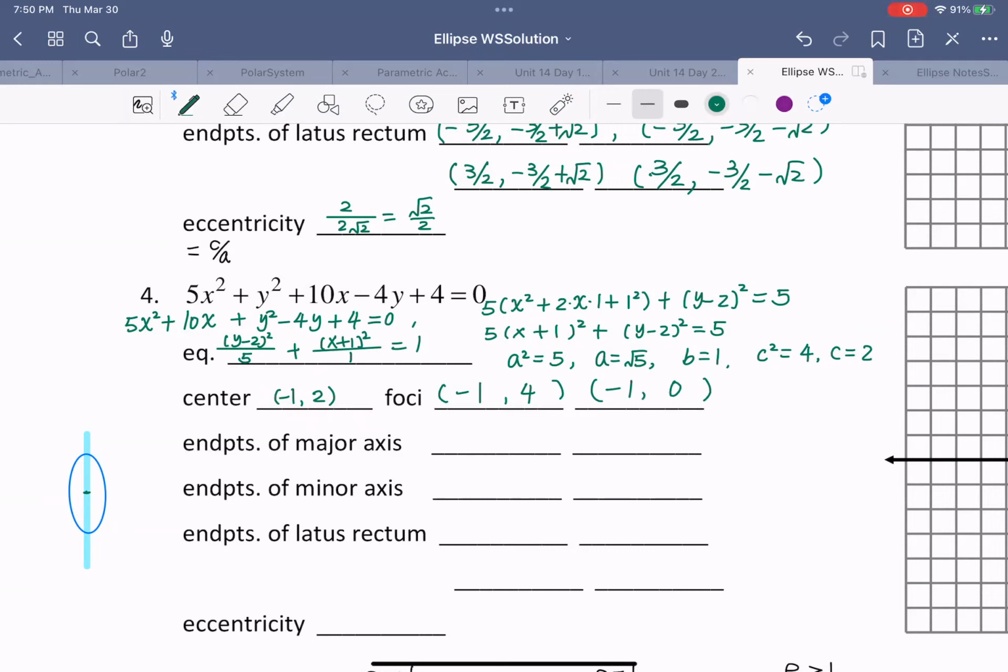Endpoint of major axis. You will start from the center. You will go above by A, go down by A. Go ahead. Major axis endpoint. It's -1 and 2. Is it that one? Yeah, you go up by A, go down by A, right? Okay?